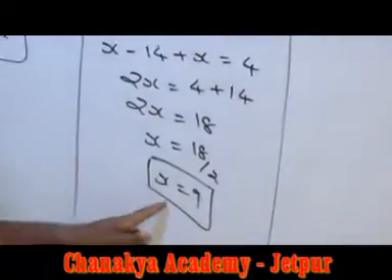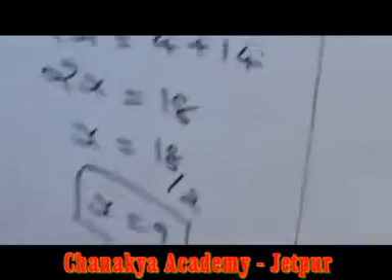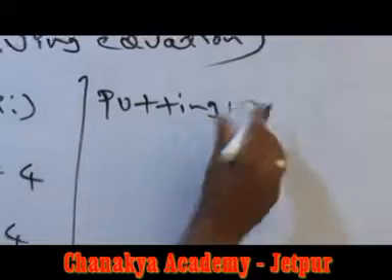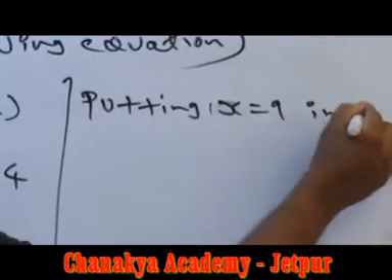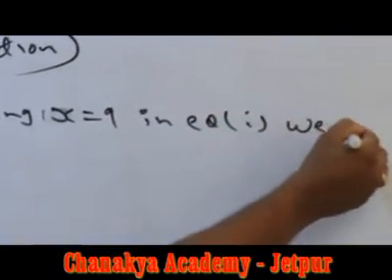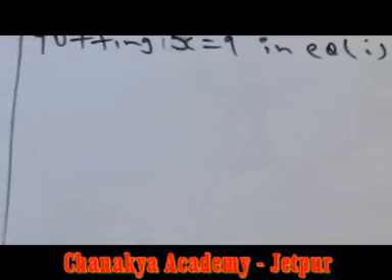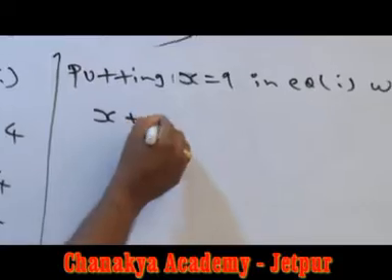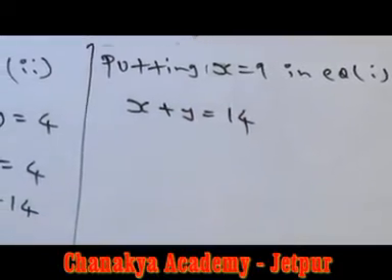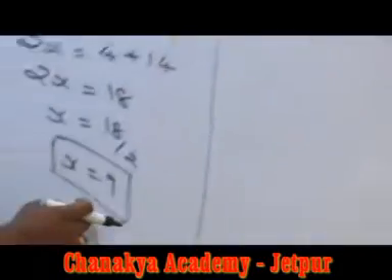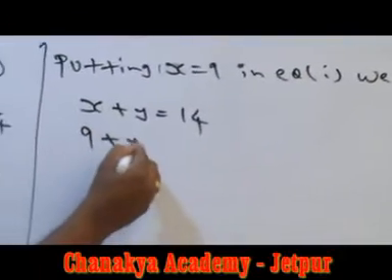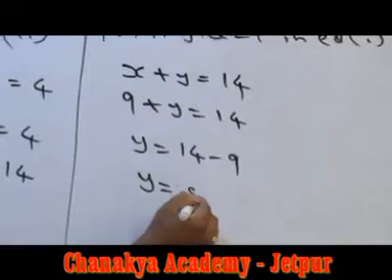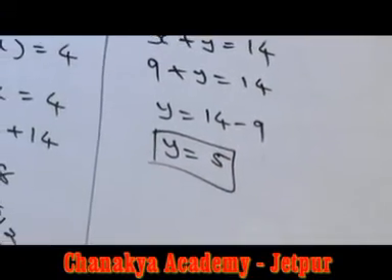Now substituting the value of x equal to 9 in equation number 1. Equation 1 was x plus y equal to 14. Here the value of x we have arrived at is 9. 9 plus y equal to 14. y equal to 14 minus 9. y equal to 5. We have achieved both the values of x and y.